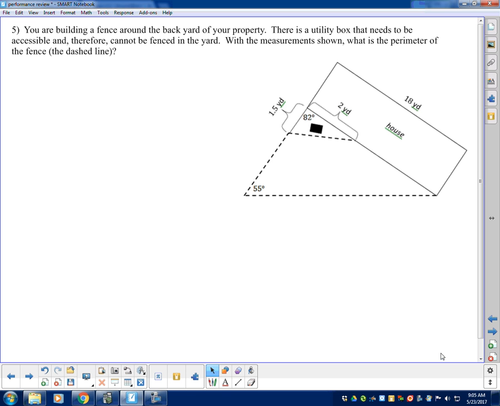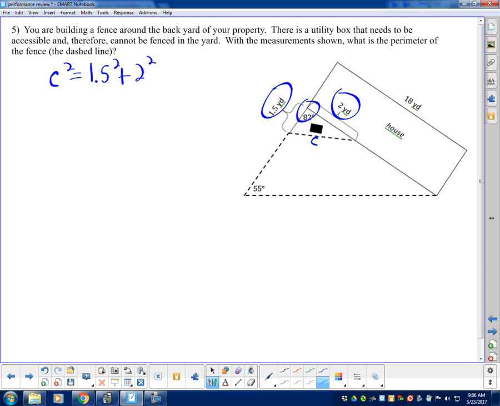So this involves actually no right triangles here, but it involves law of sines and law of cosines to find it. So when I see this side angle side case, right away I think law of cosines. Let's call that C. So it would look like this. C squared equals A squared, 1.5 squared, plus B squared, 2 squared, minus 2 times 1.5 times 2 cosine of 82 degrees. So you're going to remember that you have to take the square root. To get C, you have to take the square root of this whole expression.